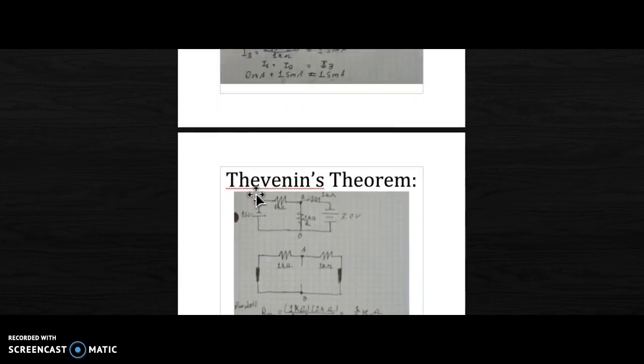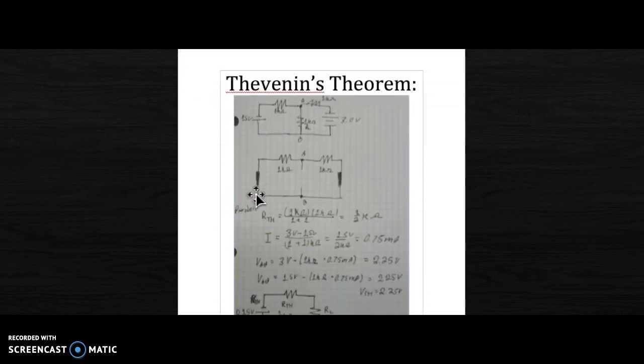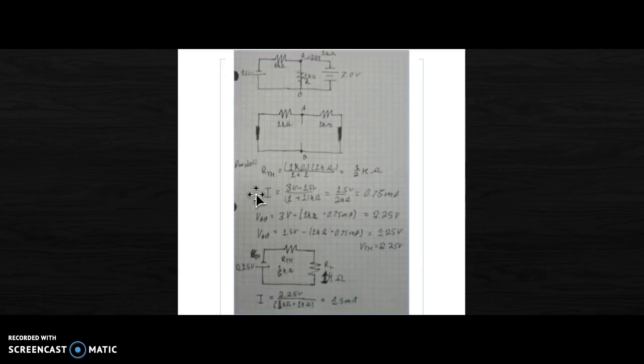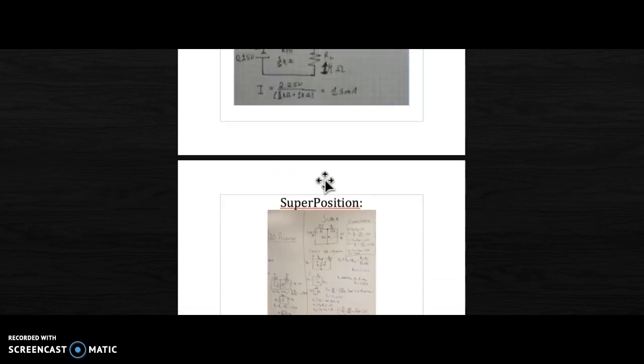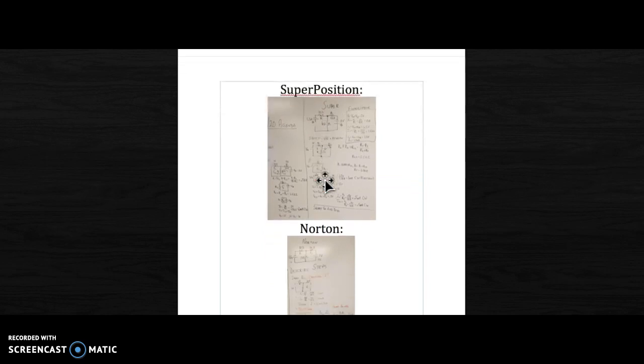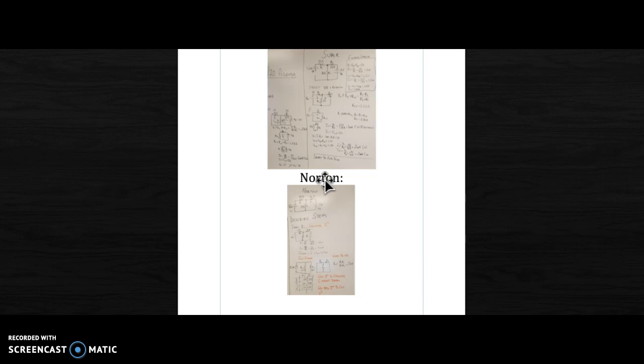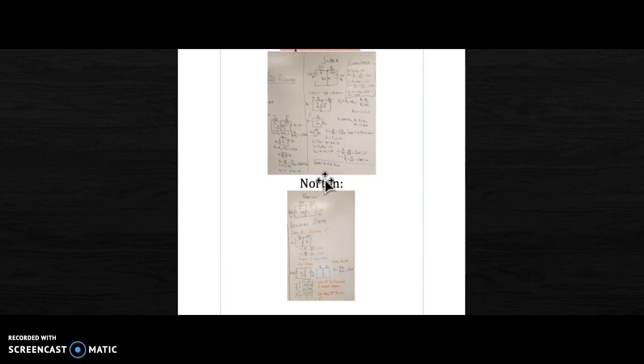Now, Thevenin's theorem is where we rewrite the circuit as a whole, creating a Thevenin voltage and a Thevenin resistance. However, for superposition and Norton, I'm still trying to get the hang of it, so I'm not really going to summarize it because I would be giving the wrong or inaccurate information.